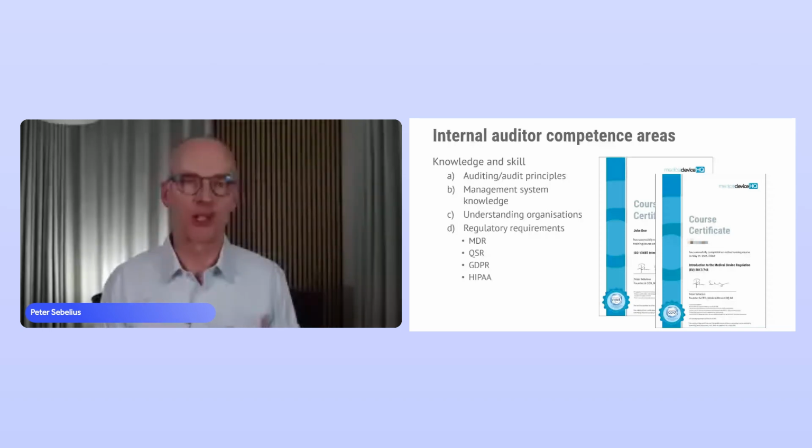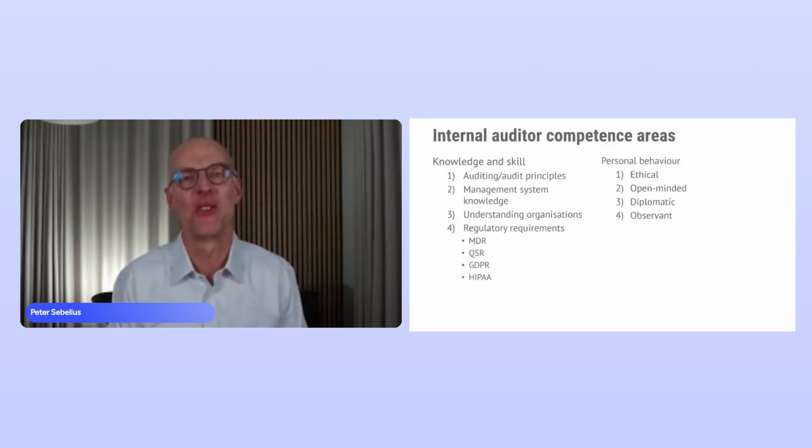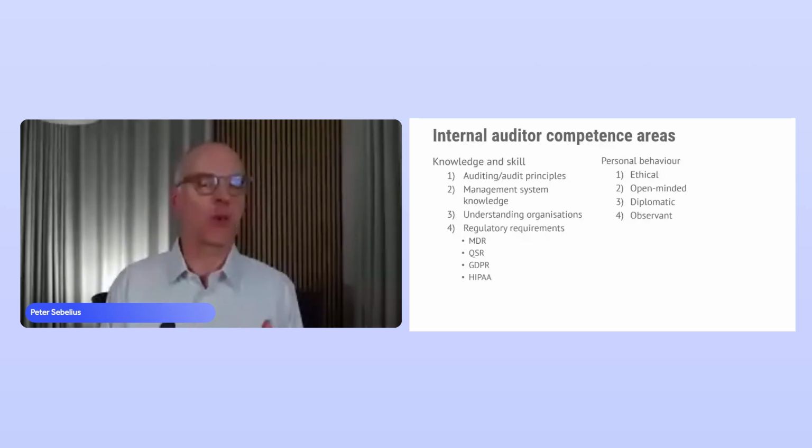You should also have some personal characteristics and you could say a little bit more soft skills alongside these things. Now, you should be ethical and you should be open-minded and diplomatic and observant. There are some more things, but we don't have the time today to go through everything. But I think you've noticed that not everyone is equipped equally when it comes to, in this example, how observant they are. Because some people pay lots of attention to details, others don't. And when you are auditing, you need to be able to pay attention to details.